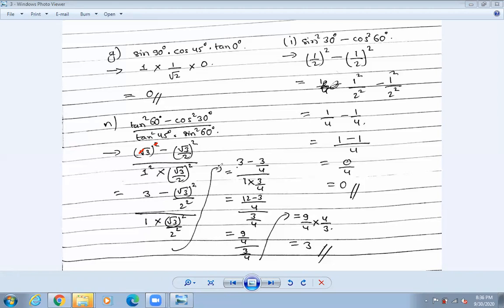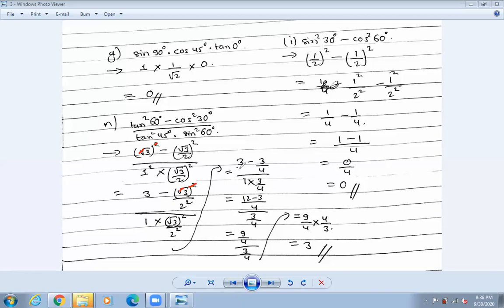Now let us go this side. There was no space, that's why I'm pulling the line this side. So write down serially. Right? So 3 minus. The square and square root will be cancelled. So 3 is left. 3 divided by 2 square means 4. Divided by 1 into, so square root cube, it becomes 3. 2 square means 4.